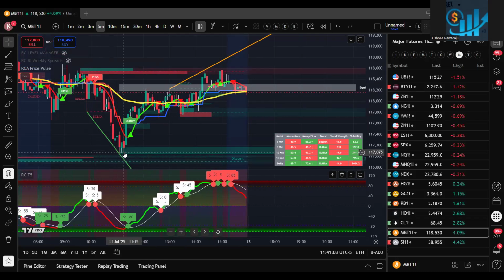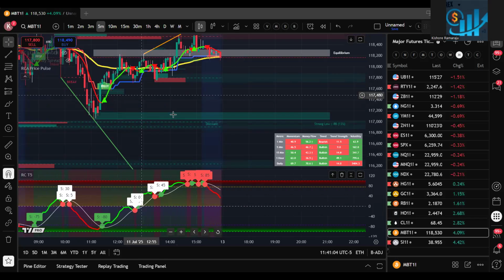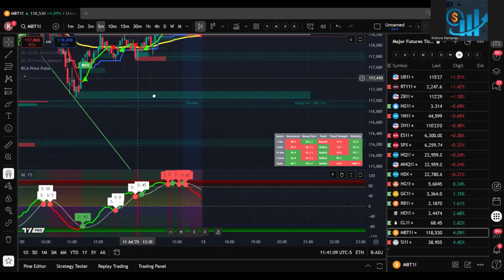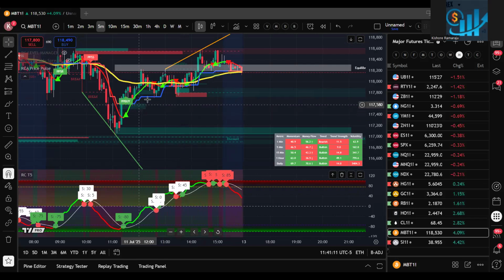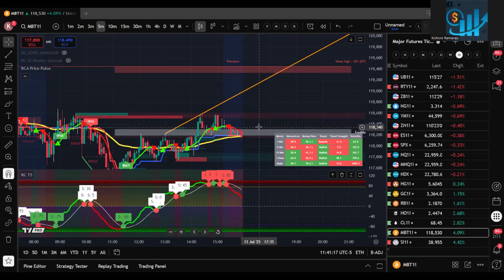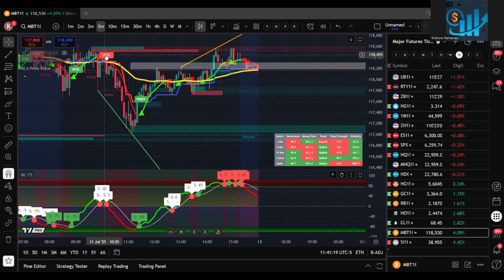It came, touched this zone, and now you see there is a big buy block here, right? If it is something in green color, that is a buy block. Here, there is a small buy block. There is a small buy block. If something is in red, that is a sell block. So price, right? You had a Price Pulse sell. It came all the way down, touched the buy block, and started going. You can see now green candles.